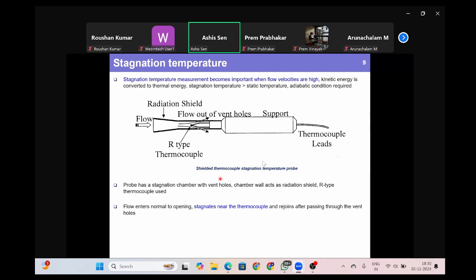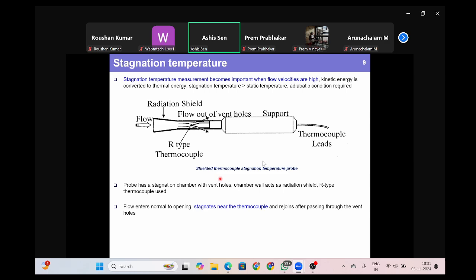Right. So I now change gear. So we have been talking about thermal conductivity measurement. Now we'll be talking about measurement of stagnation temperature. We had talked about measurement of temperature, right? We talked about thermocouple, we talked about RTDs, we talked about thermistors, and then we talked about thermometry, pyrometry, many things we discussed for measurement of temperature.